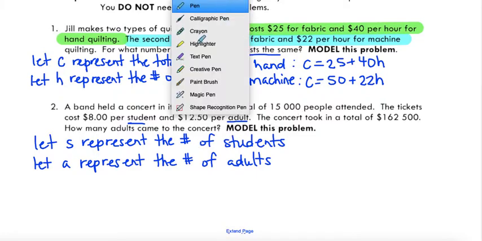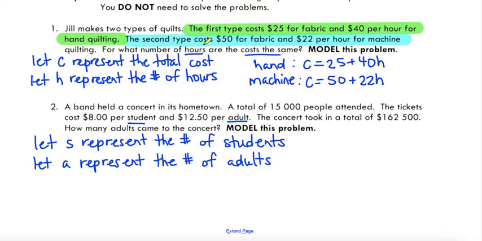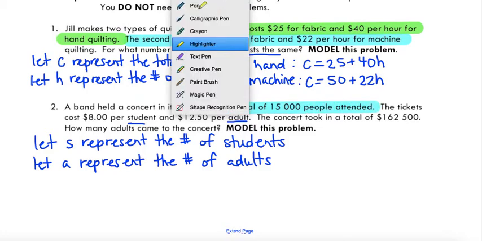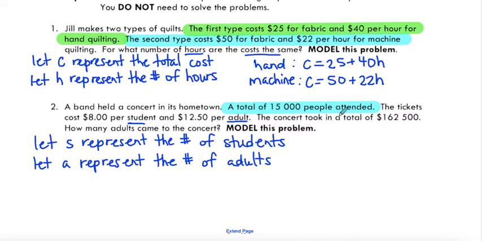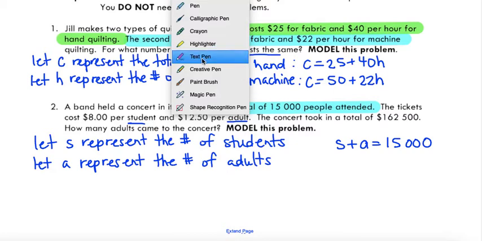So our first equation we're going to take a look at, we're going to come up with an equation to represent the total number of people. So it says a total of 15,000 people attended. Well, those people consisted of both adults and students. So for this equation, we would have the number of students plus the number of adults is equal to 15,000. Okay.